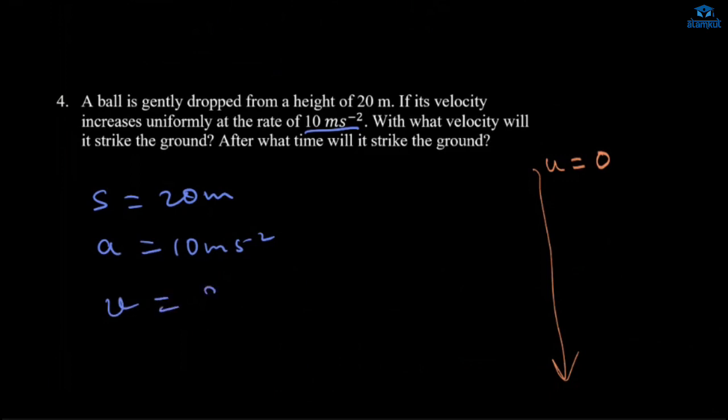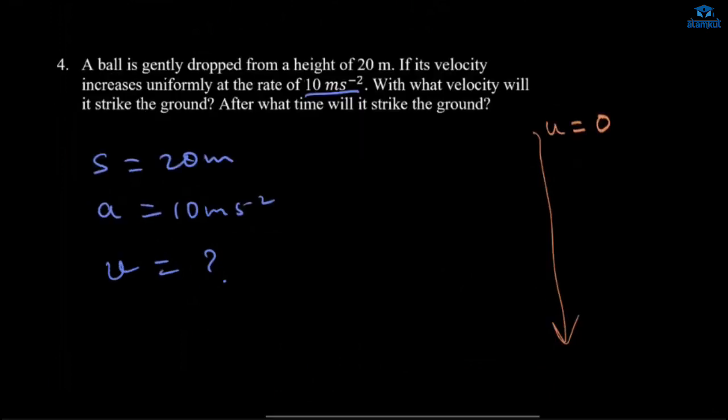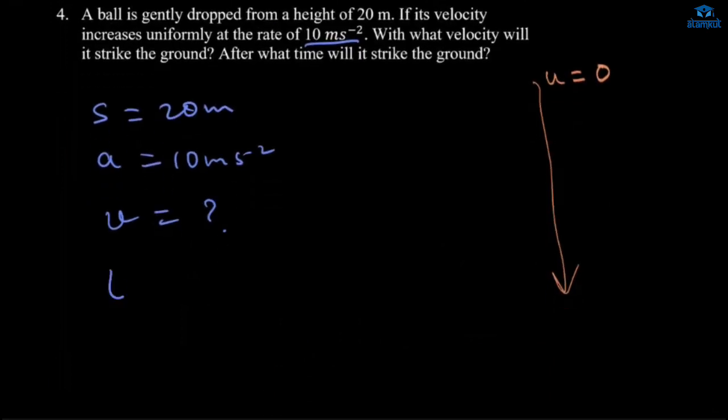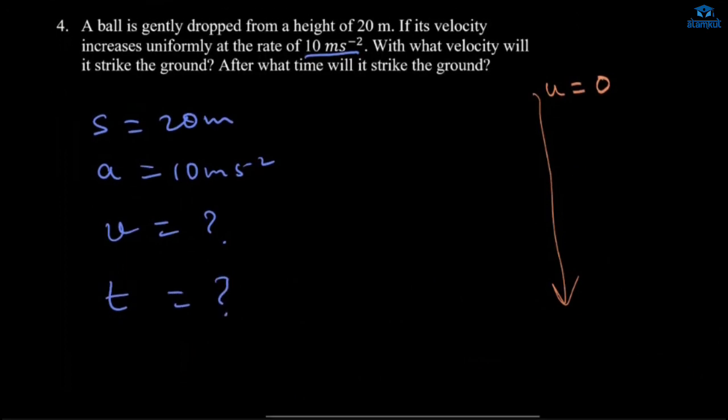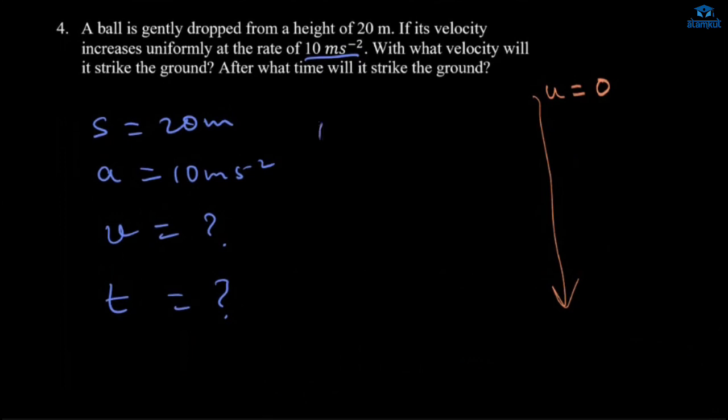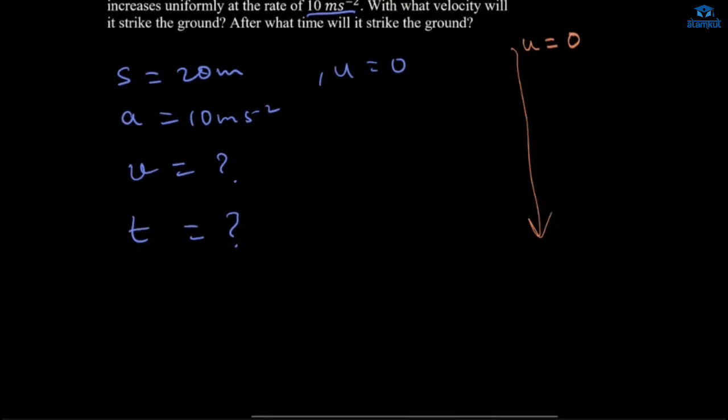With what velocity will it strike the ground? So we will have to find v. After what time will it strike the ground? We also have to figure out the value of t. So we are given these two values, and also we are given u equal to 0. Three values are given. Okay. Now three values are given, u, a and s.